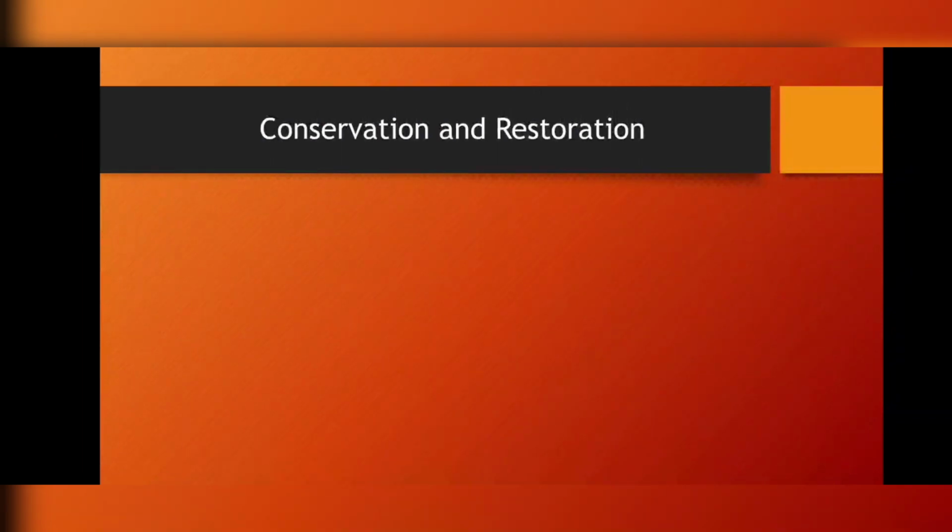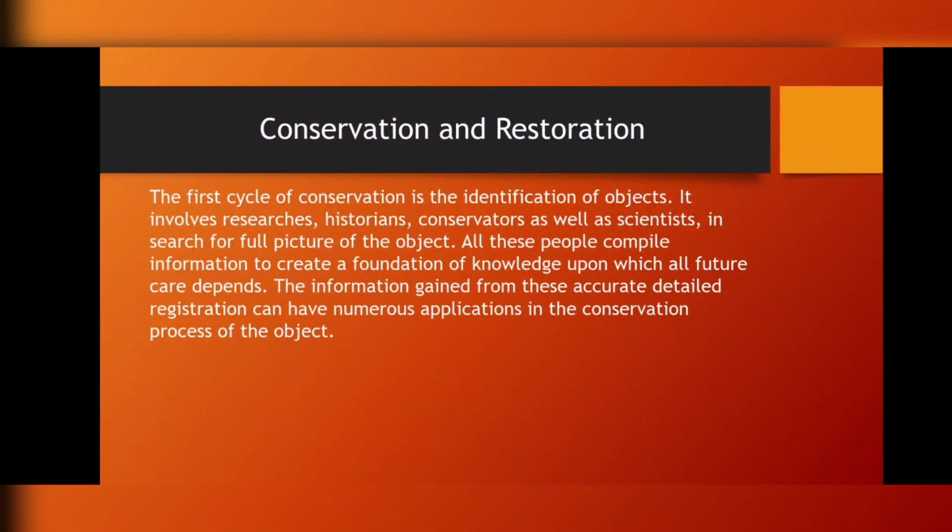Conservation and restoration. The first cycle of conservation is the identification of objects. It involves researchers, historians, conservators, as well as scientists in search of a full picture of the object. All these people compile information to create a foundation of knowledge upon which all future care depends. The information gained from this accurate, detailed registration can have numerous applications in the conservation process of the object.